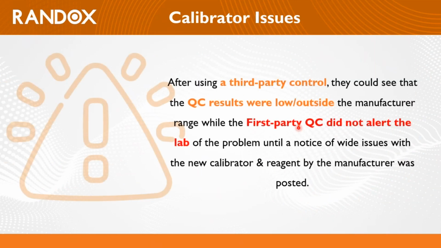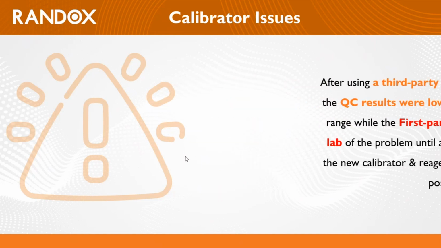After using our third-party control, they could see that the QC results were low or outside the manufacturer's range for their reagent, while the first-party control did not alert the lab until the first-party control's manufacturer actually had to launch a field notice to the customer saying that there was a problem. So, of course, why wait for those notices to come up? Why not just identify the issue firsthand? This particular customer was really happy with how our control performed, and of course, they've been using our control ever since.